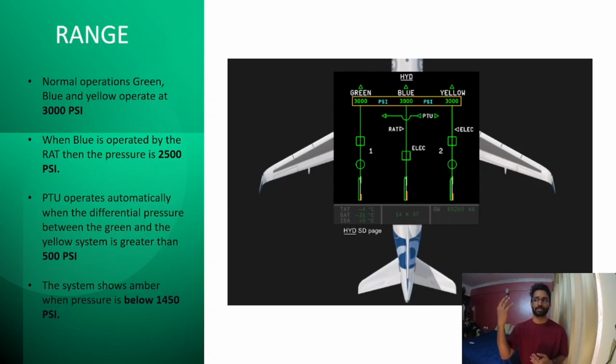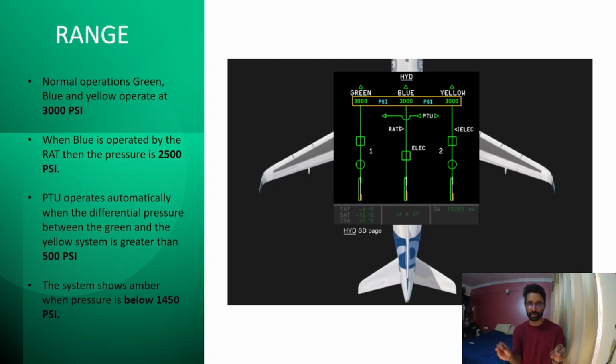So say the green system has some issue, the pressure is dropping. The yellow is the healthy system. It's an independent system, right? I said this side is green, this side is yellow, but you get the point. Say one system, say the yellow system pressure dropped, the green is working fine. The PTU will automatically pressurize the yellow using the green system.